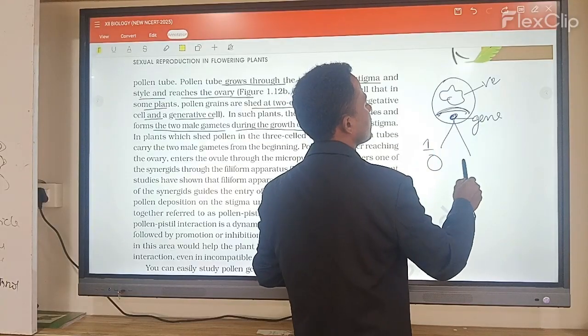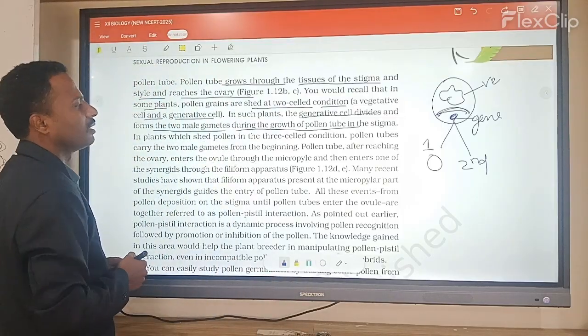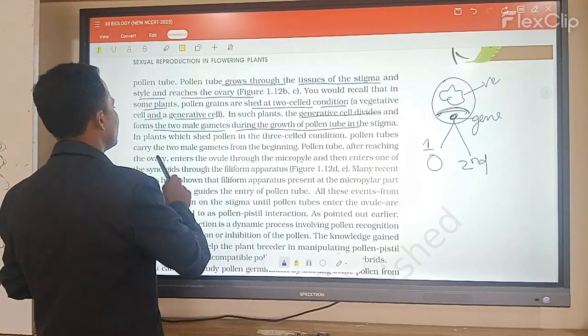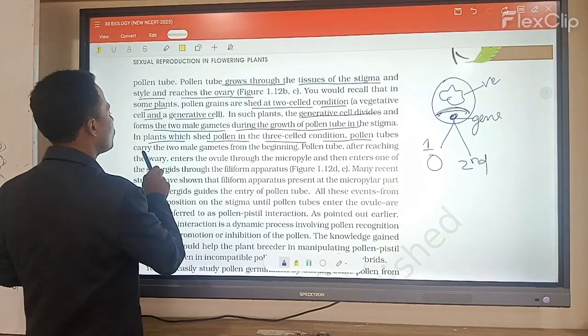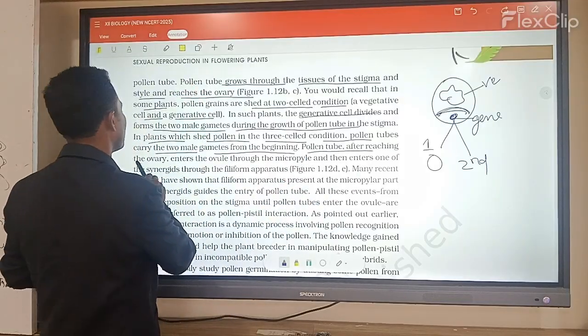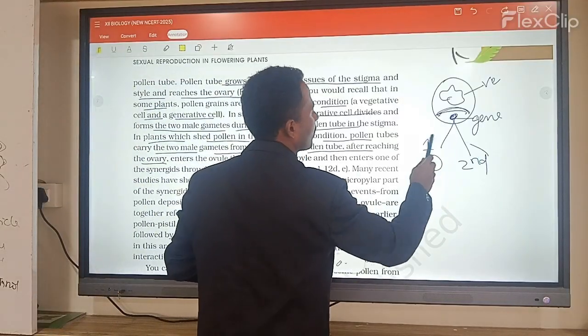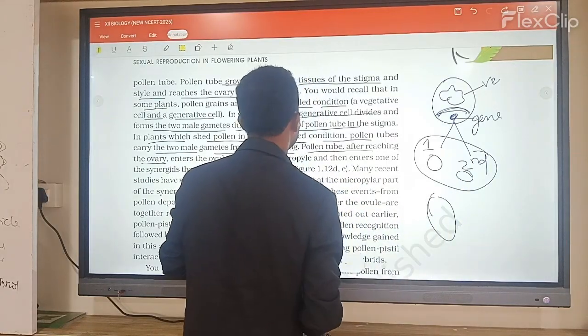So the generative cell divides into two male gametes, the first male gamete and the second male gamete. In plants that shed pollen in a three-celled condition, the pollen tube carries the two male gametes, and after reaching the ovary these two male gametes reach the ovule.